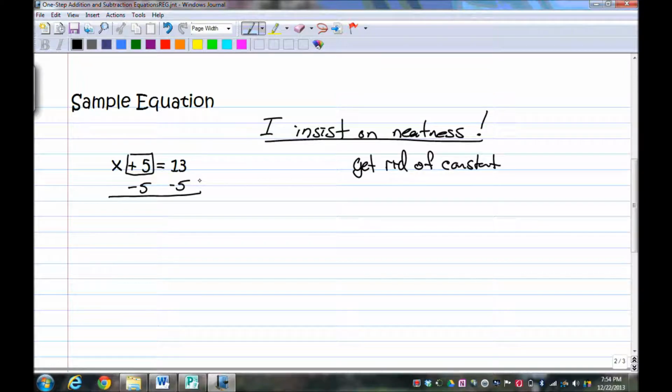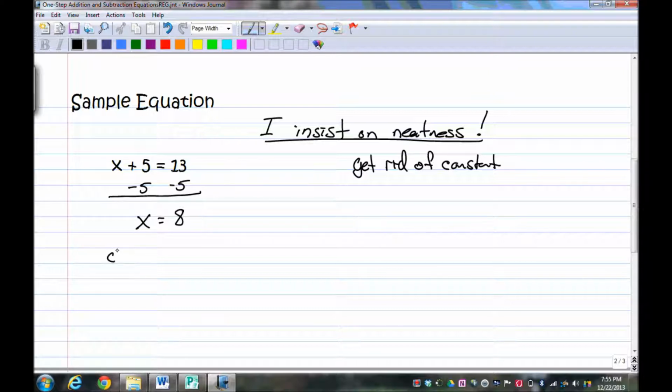I'm going to erase this little box here because that's not necessary. I just wanted to show it to you. Now, a positive 5 and a negative 5 become 0, meaning the only thing left on the left-hand side is x. On the right, then, I have a positive 13 and a negative 5 gives me 8. So I have my solution, x equals 8.